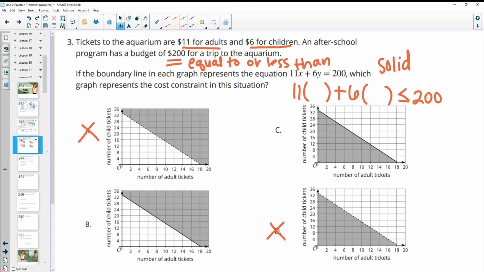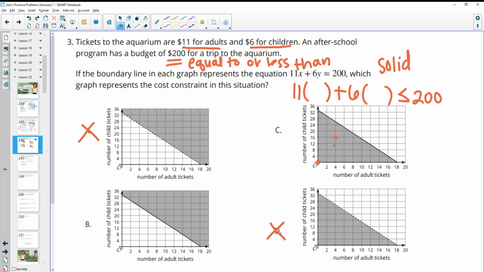So now when you pick a point, okay, and we can even pick (0, 0), which is really easy to plug in because when you do (0, 0), that's 0 plus 0. Is that less than or equal to 200? So is 0 less than 200? Yes, so it's part of the boundary. But it doesn't really make as much sense because then you're not bringing anybody to the aquarium. So let's pick a different number.